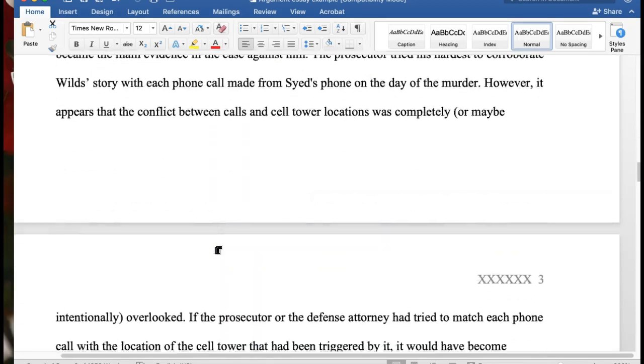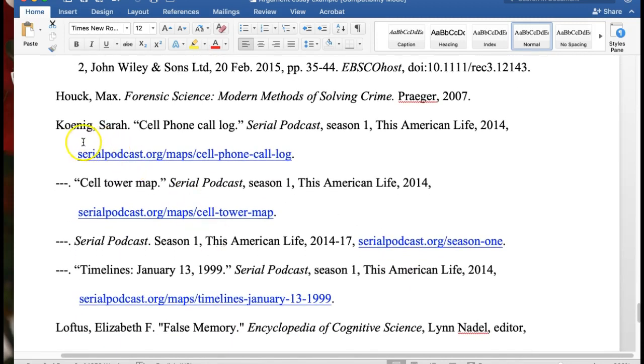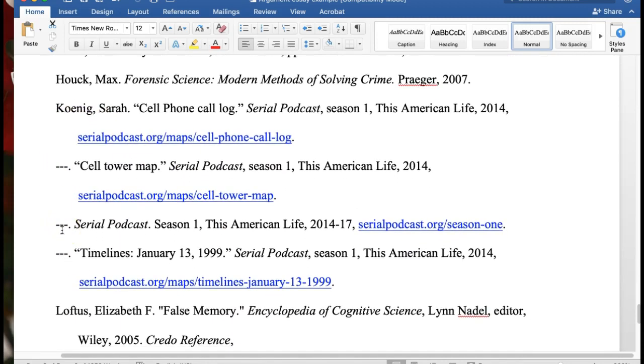So we're going to go down to the works cited page. Koenig, Serial, and it's right here. She's using the actual Serial podcast. How do I know? Well, if you watch the video about doing the works cited, we know that these dashes are actually about Sarah Koenig. So if you have more than one piece written by the same person, or with the same person as the author or the person who created it, you can actually put dashes here, and this all says it's the same person.